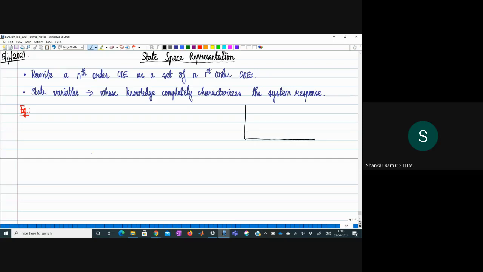We will consider our standard 1 degree of freedom mass spring damper system. Let us say the block diagram is this. We apply a force F of t. There is a displacement x of t. Let's say the spring constant is k and the damping coefficient is c. If you recall, the governing equation of this system is m x double dot t plus c x dot t plus k x of t is equal to F of t.